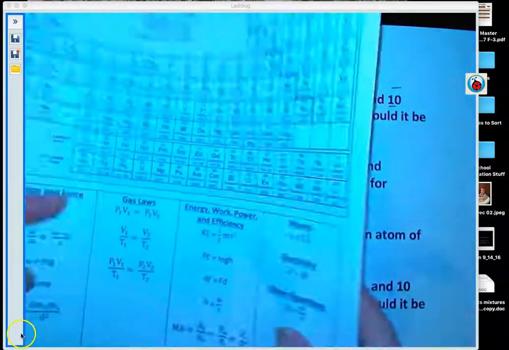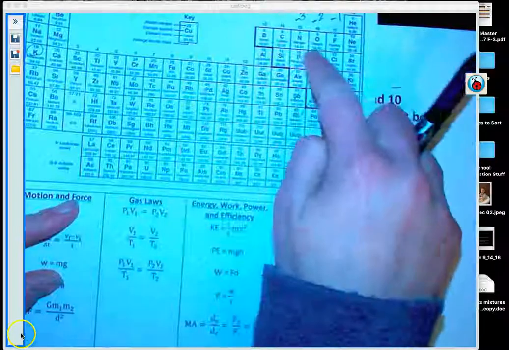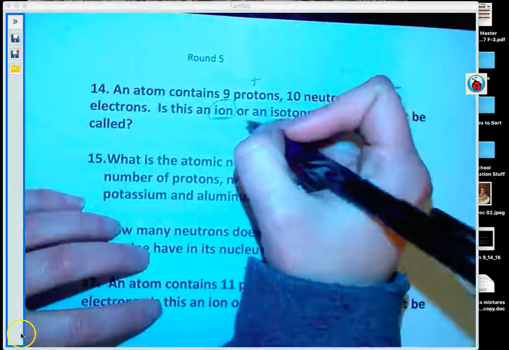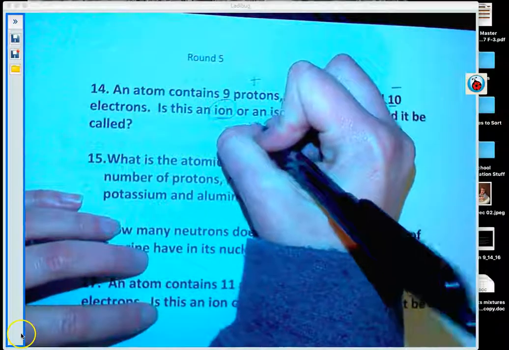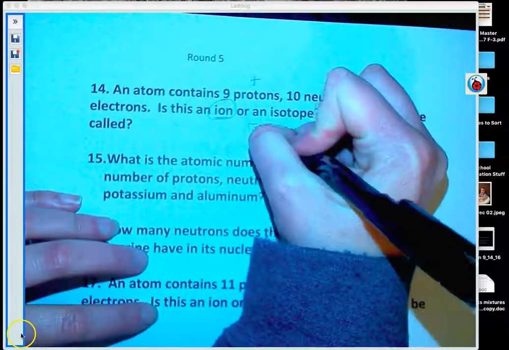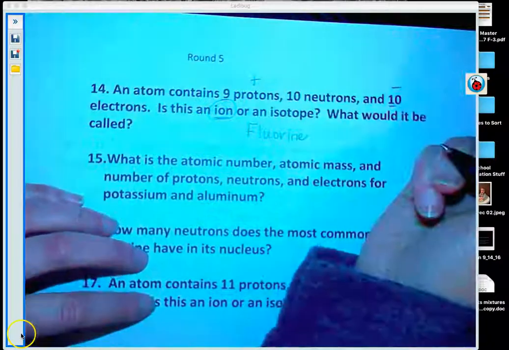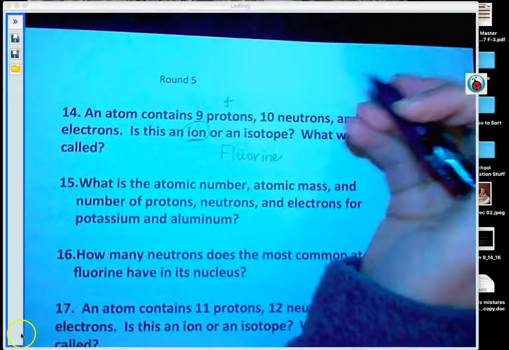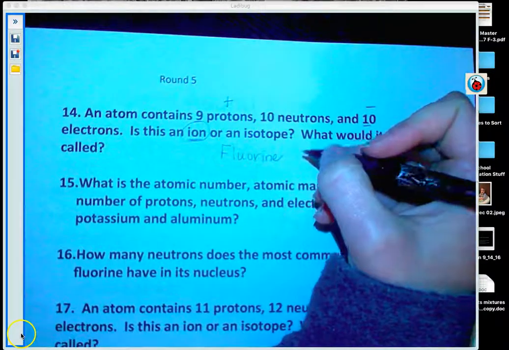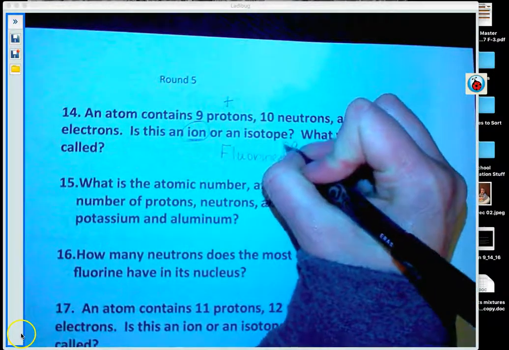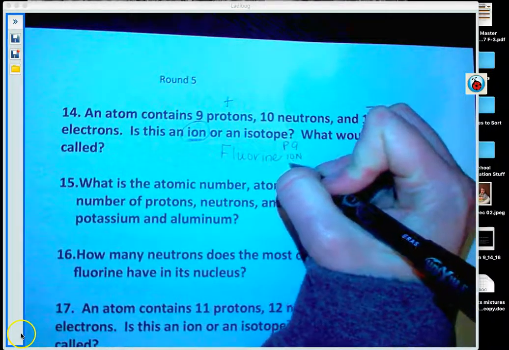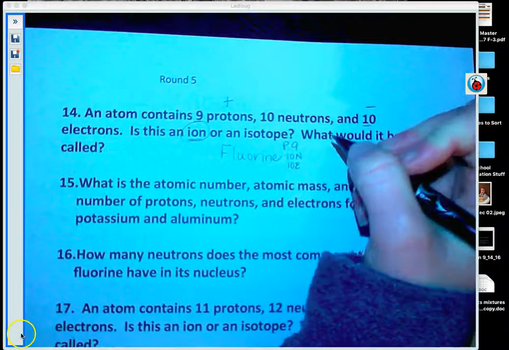So let's look over here on the periodic table and find number 9, which is this guy right here. It's fluorine. Fluoride is what they put in your toothpaste. Fluorine has 9 protons, as it tells us up here. It has 10 neutrons, and it has 10 electrons in this case.